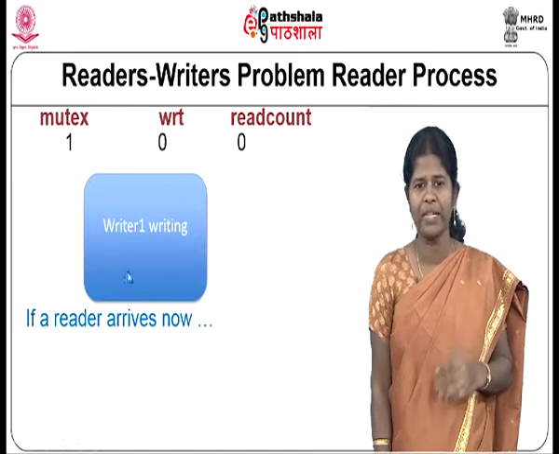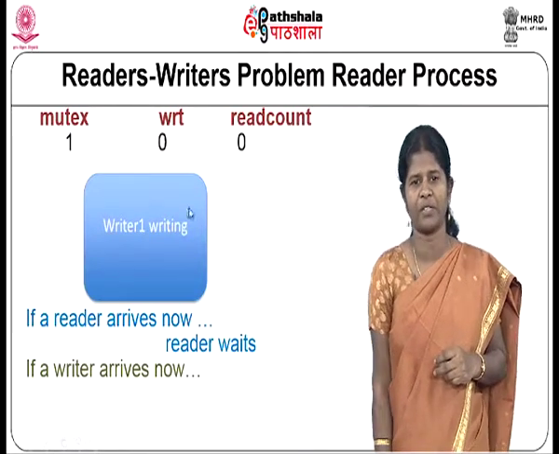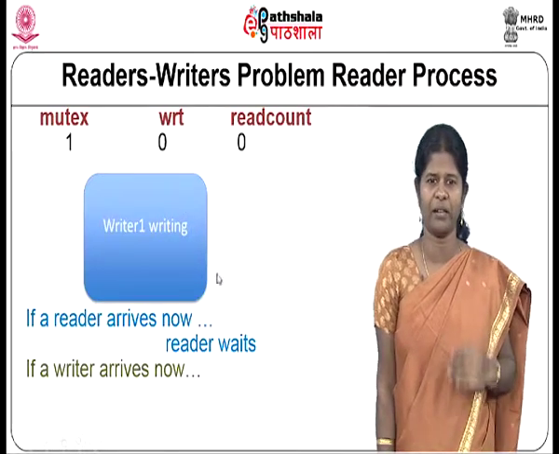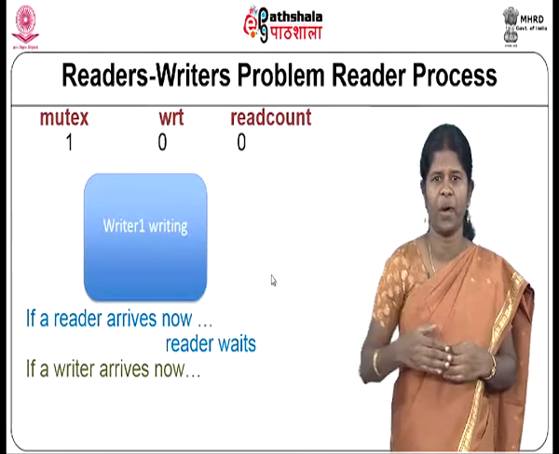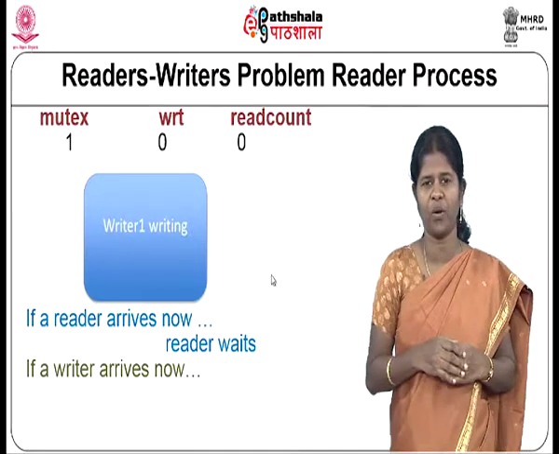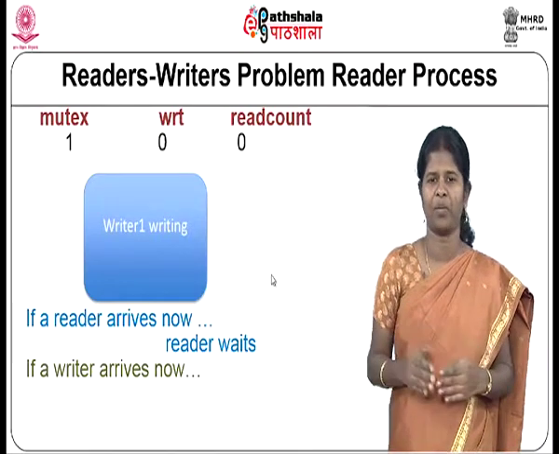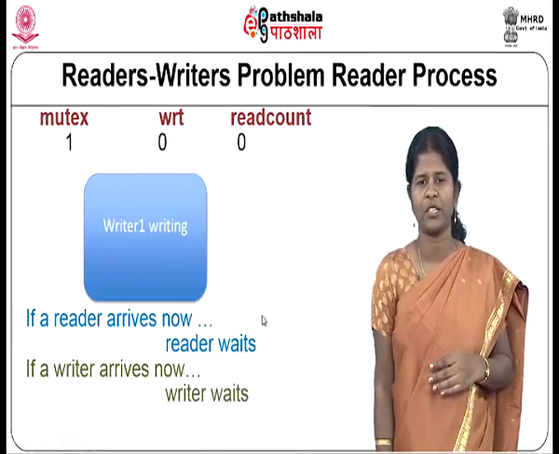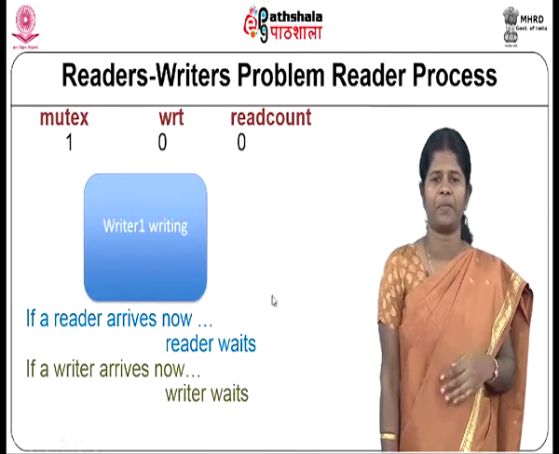And suppose that while this writer is writing, another writer arrives. Again, what will happen? The writer will wait on WRT. The value of WRT is 0, hence the writer cannot continue to write, and the second writer will keep on waiting. So this is how the solution to the readers-writers problem has been given.